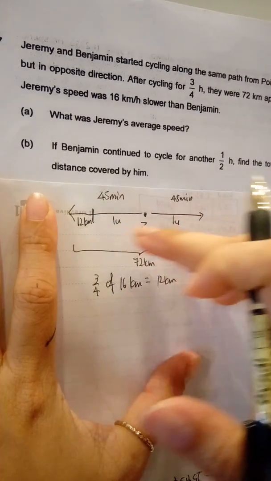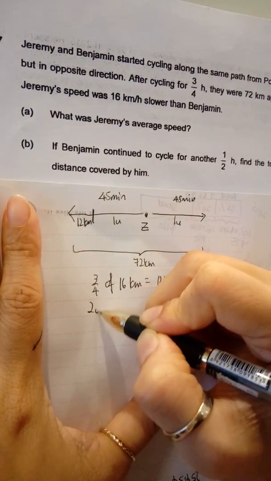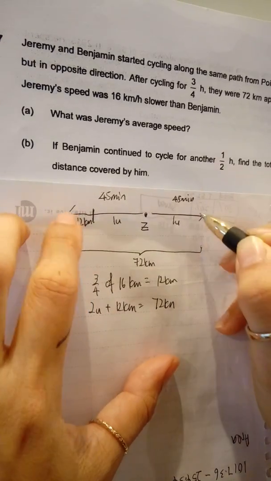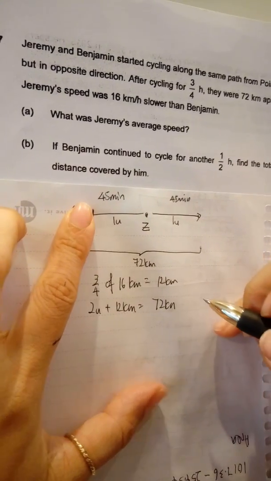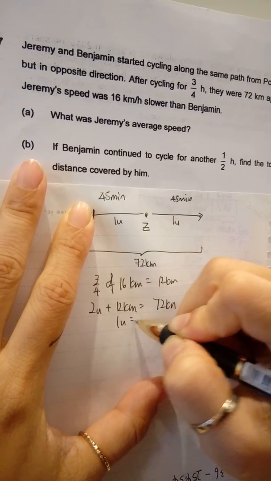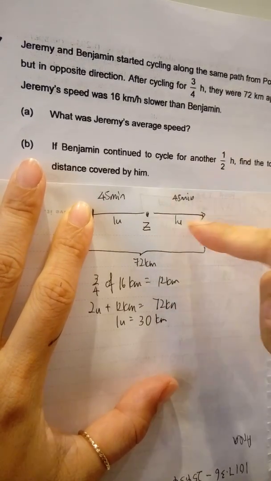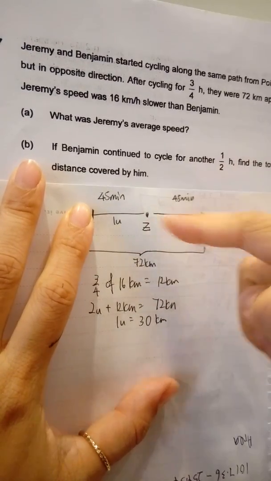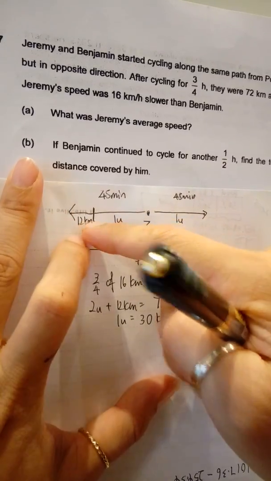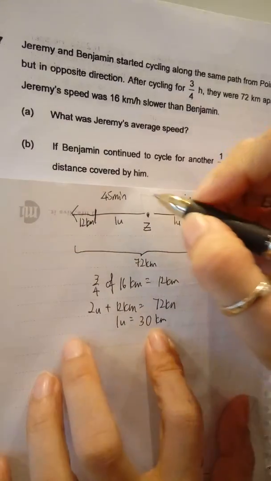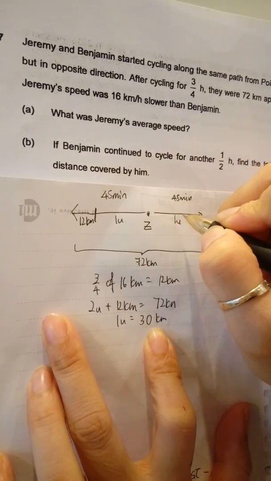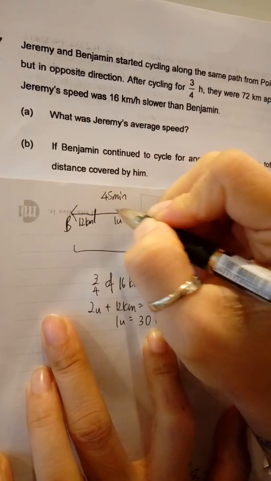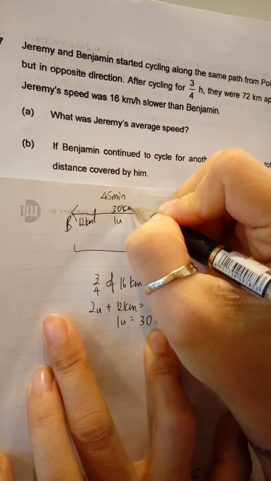So how do I find this 1 unit? 1 unit plus 1 unit is 2 units, so 2 units plus 12 kilometers is 72 kilometers. The total is 72, minus the 12, you get 60. Divide by 2, get 30. 1 unit will become 30. 30 plus 30 is 60, plus 12 is 72. Got it? That means this person, Jeremy, traveled 30 kilometers, and Benjamin is also 30 kilometers plus 12.